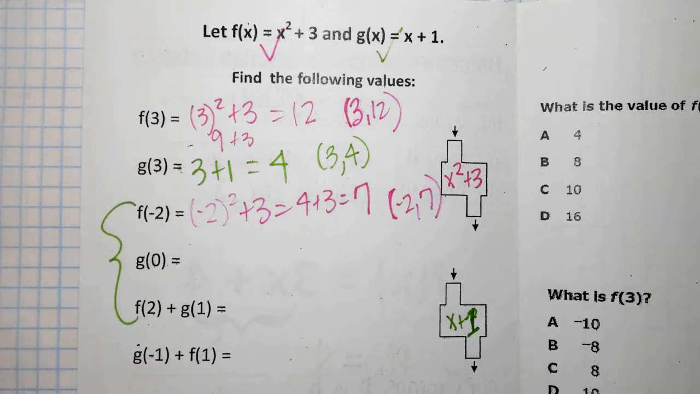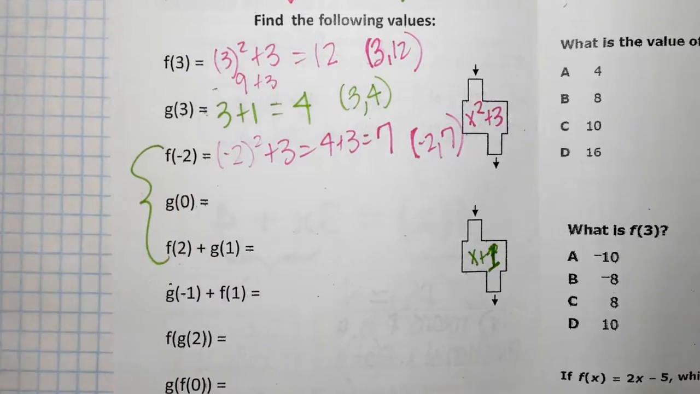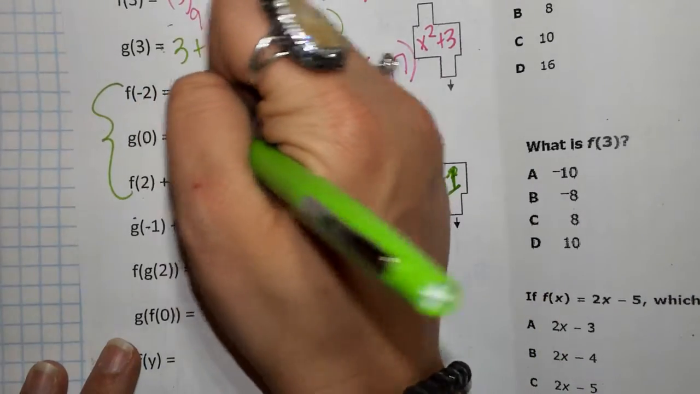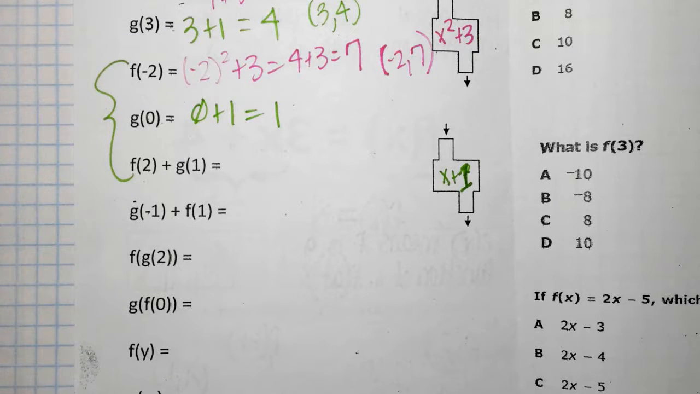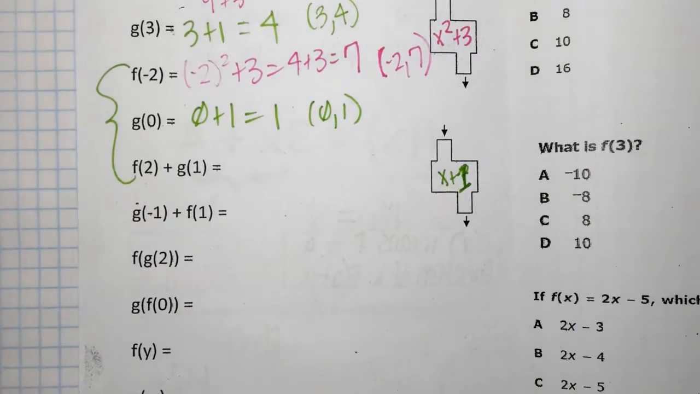Do it! All right, G at 0. So are we going to plug this in for G or for F? For G. So you should have 0 plus 1, which equals 1. How do we write the coordinate? I want somebody else to tell me. Mary, can you tell me? Take a point. Fantastic. 0, 1.